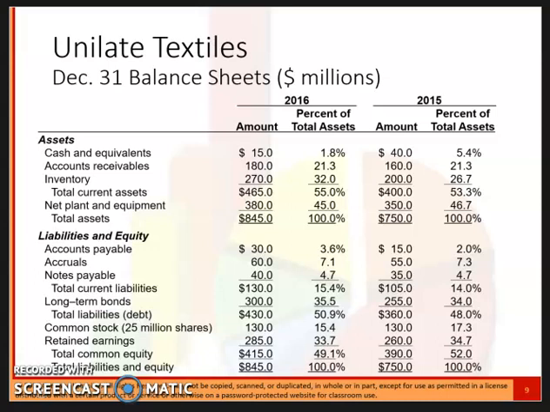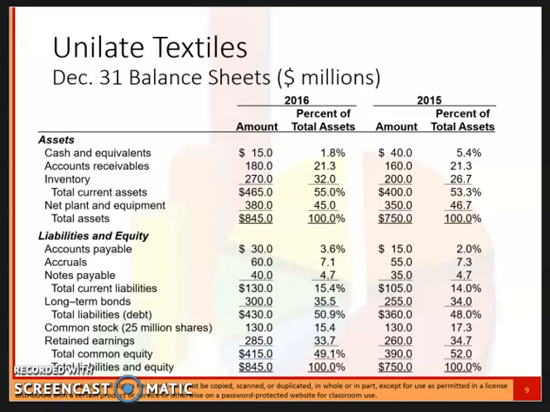This is the balance sheet for our imaginary company, Unilite Textiles. This is a December 31st balance sheet for 2016. In most cases, a balance sheet is going to show the prior year's results. We've got cash and equivalents, which drop from 40 million to 15 million. These are millions of dollars. Accounts receivable went up from 160 to 180 million. Inventory increased. Total assets also increased.